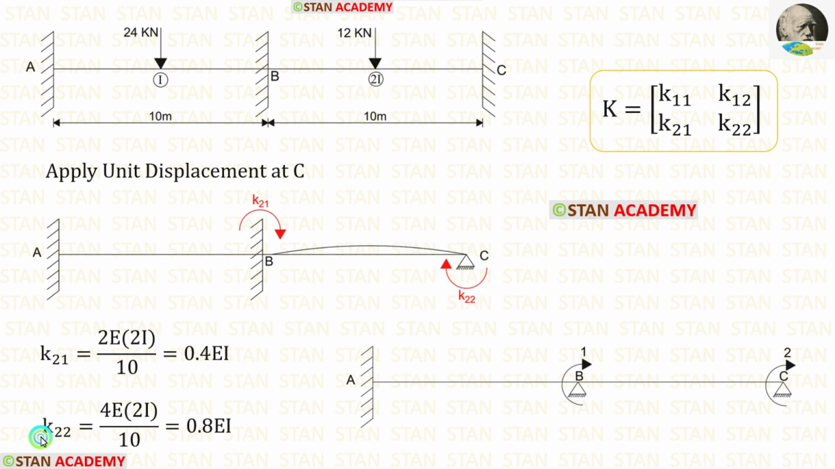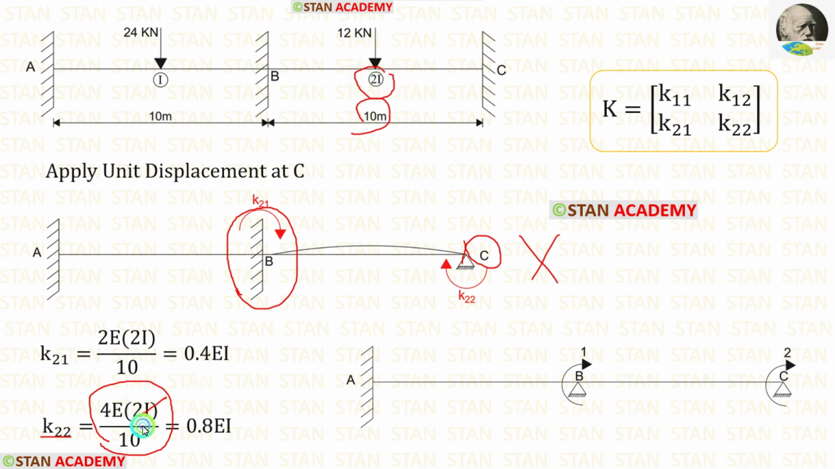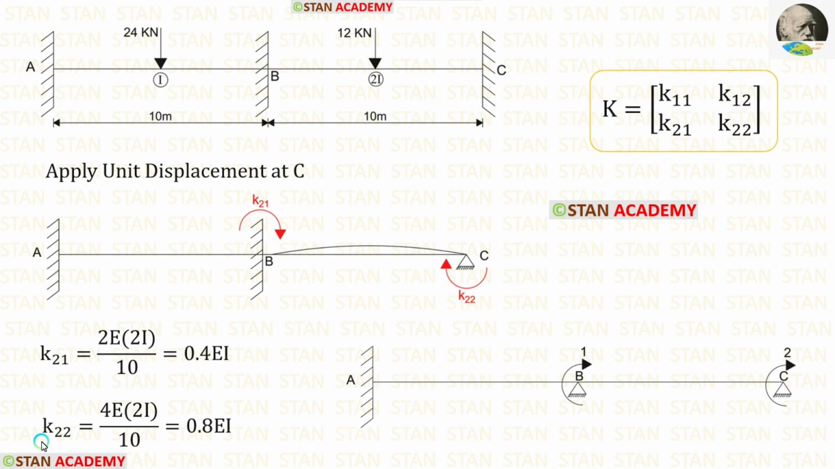Now let us find K22. For that, from the point C, we have to look on both the sides. On the right side, there is nothing. On the left side, there is a fixed support. If the far end is fixed, the formula for the stiffness is 4EI upon L. Length of CB is 10. Moment of inertia for CB is 2I. Let us apply them. Finally, for K22, we are getting 0.8 EI.